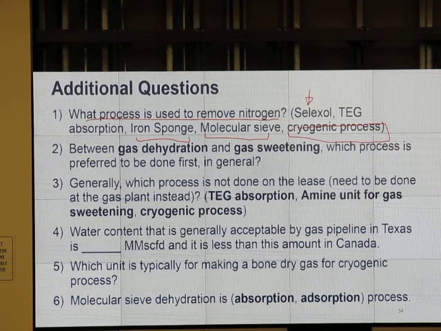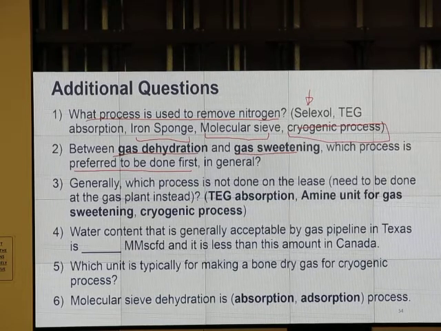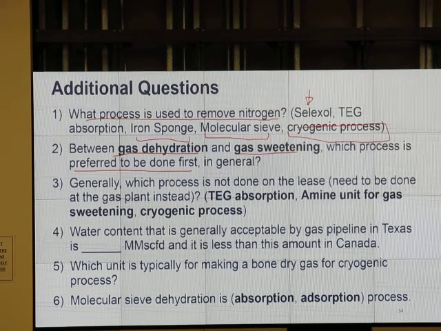Between gas dehydration and gas sweetening, which process do you prefer to be done first? Gas dehydration or gas sweetening? Which one should be done first? The dehydration first. Wrong. Sweetening, yes, should be done first. We remove acid first.